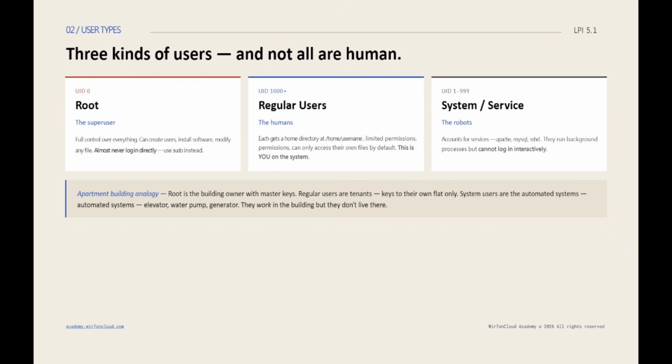An analogy, think of an apartment building. Root is the building owner with master keys. Regular users have keys to their own flat. System users are the automated systems, the elevator, water pump, generator. They work in the building, but they don't live there.